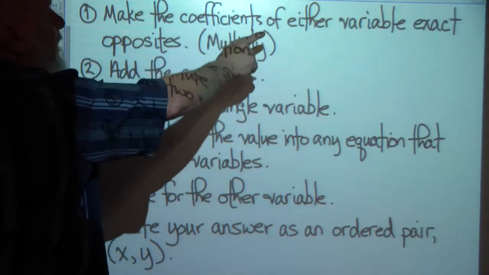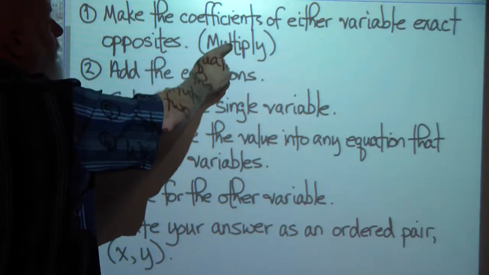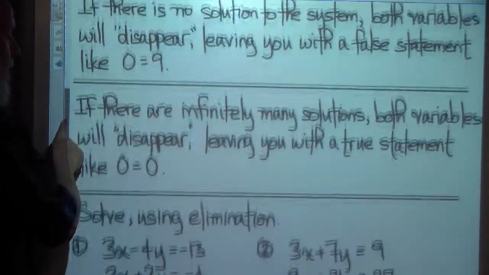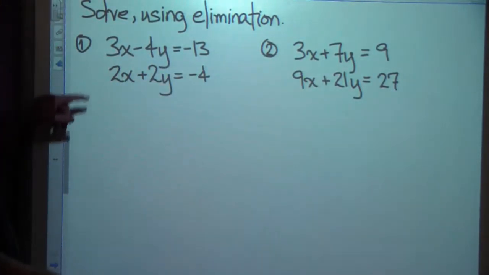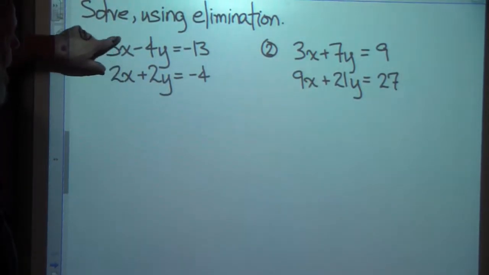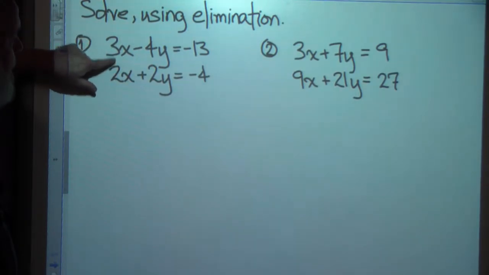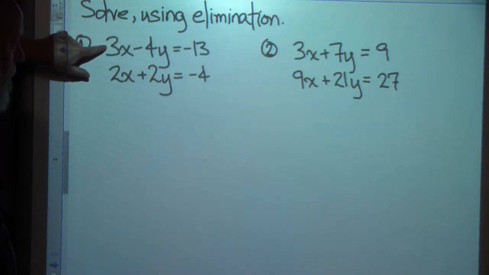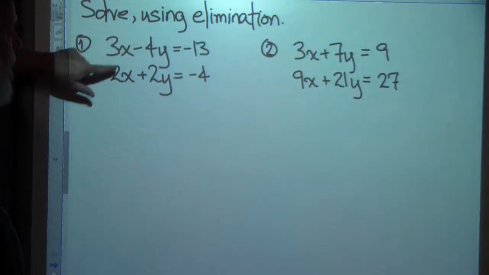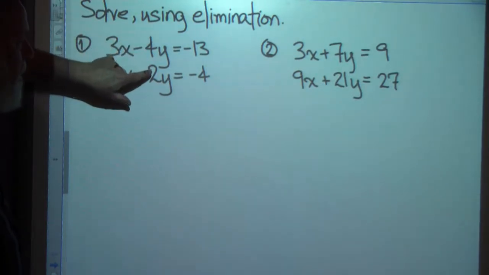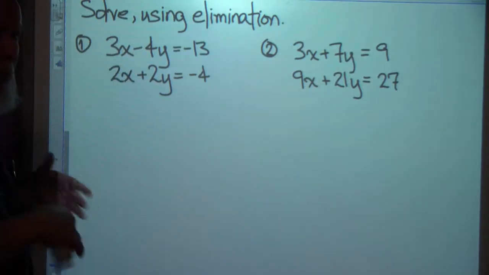Make the coefficients of either variable exact opposites using multiplication. Here's what that looks like. I've got this equation right here. I'm looking at these variables. The x's, I could make these exact opposites by multiplying this one by -2 and by multiplying this one by 3. They would both turn into -6's. But here's an easier one. If I just multiply this one by 2, it's the exact opposite of this one. So that's what I'm going to do.